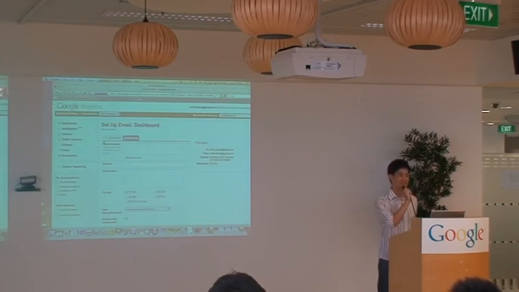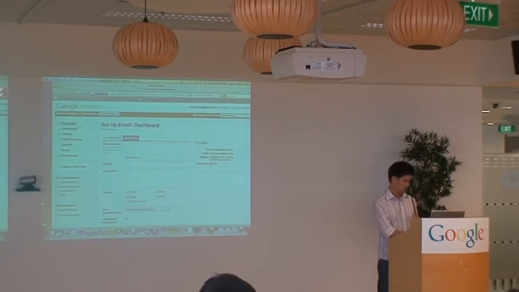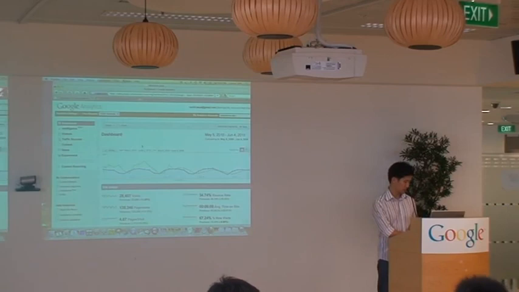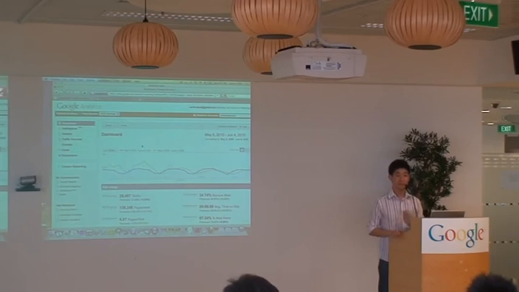Any other questions? Yes. Does it work on an Ajaxized web page, meaning that one page has many functions and you don't have to go to other pages?